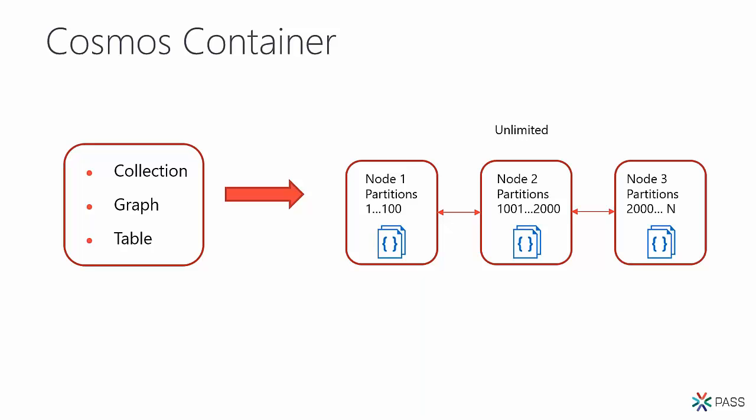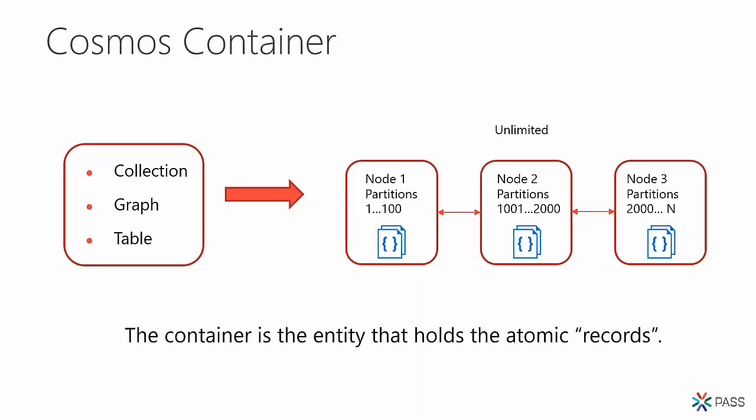So you don't have to worry that one of your nodes from Cosmos is running out of space. That's just simply not your responsibility, right? Cosmos is a platform as a service offering from Microsoft. You don't have to worry about the actual underlying nodes or patching them or how many cores they have or anything like that, okay? So the container, like I said, is the entity that holds the atomic records, whatever those may be, documents, graph nodes, or table records, right?